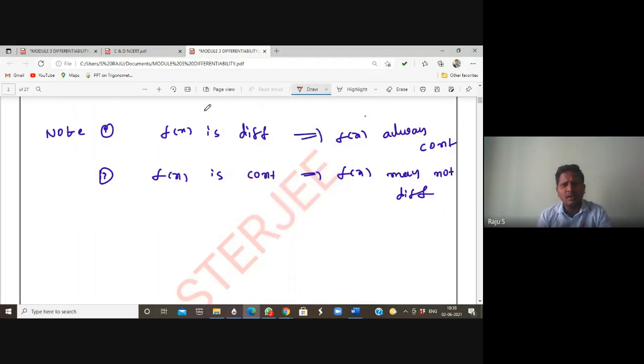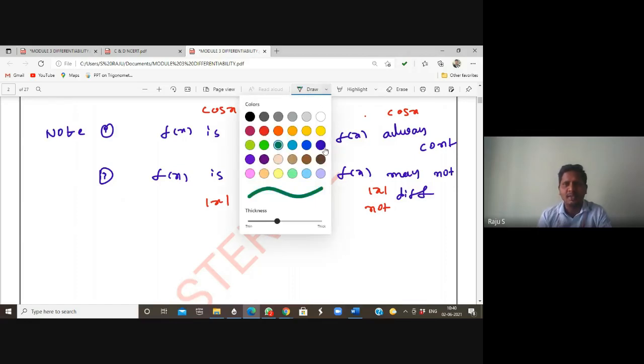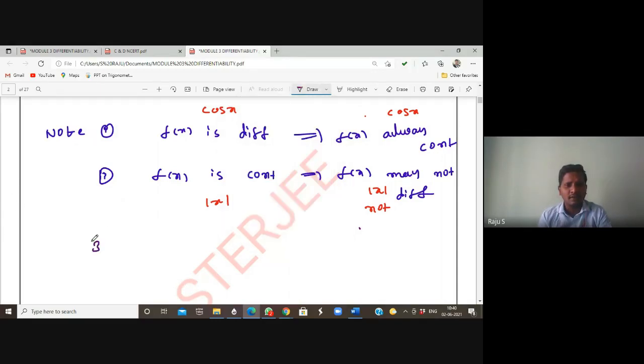Like I want to take f of x is equal to cos x. Cos x is differentiable, and cos x is always continuous. But if the function is continuous, it may not be differentiable. For example, I want to take modulus x. The modulus x is a function which is continuous but not differentiable. We'll see why modulus x is not differentiable: the left hand derivative is not equal to the right hand derivative. That is the reason the modulus x is not differentiable.